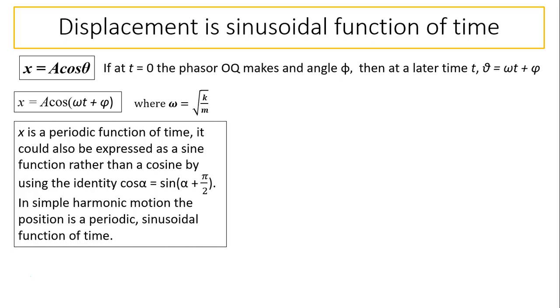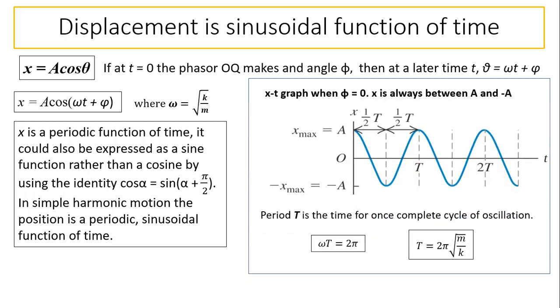So it could also be expressed as a sine function rather than a cosine function, using the identity cosine alpha equals sine of alpha plus pi over 2. In simple harmonic motion, the position is a periodic, sinusoidal function of time. So what does that look like? It looks like a sine function. This is a special case though. This is one at t equals 0, phi equals 0. In this case, x will start at A and will vibrate between A and negative A.